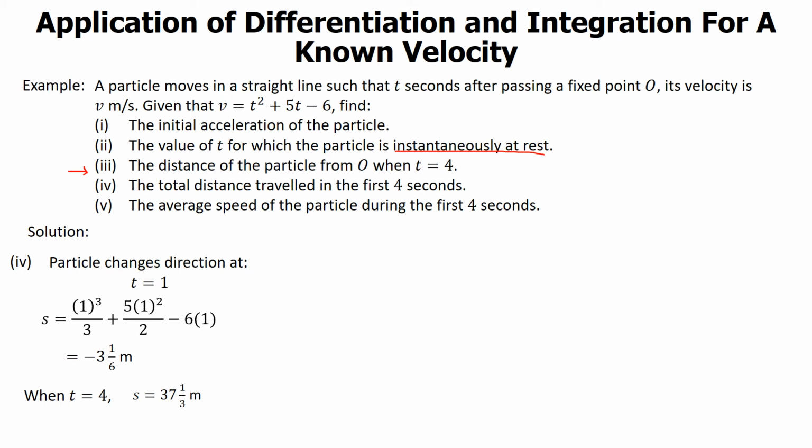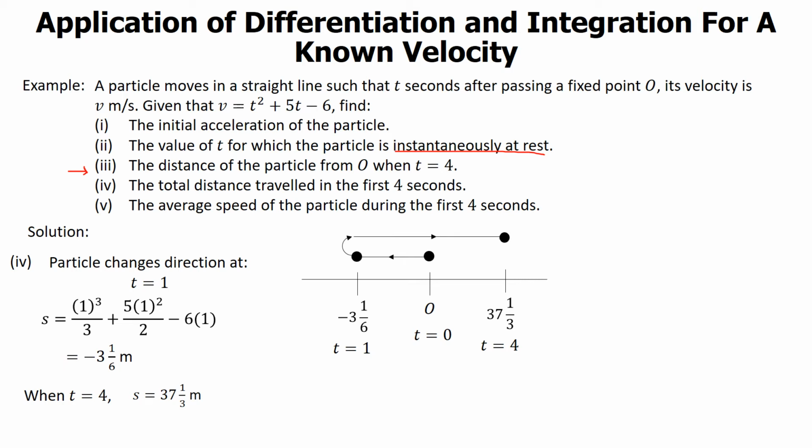Using this information, we can start to sketch the diagram. So this is the reference point O. At time equals 0, the particle is at this point. When time equals 1, the displacement is at negative 3 and 1 over 6, which means it moves in this direction and stops at this point. Then it changes its direction and moves to t equals 4 at 37 and 1/3 meters. It stops at this point.